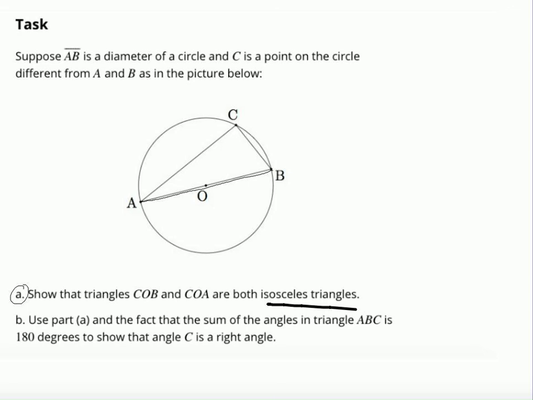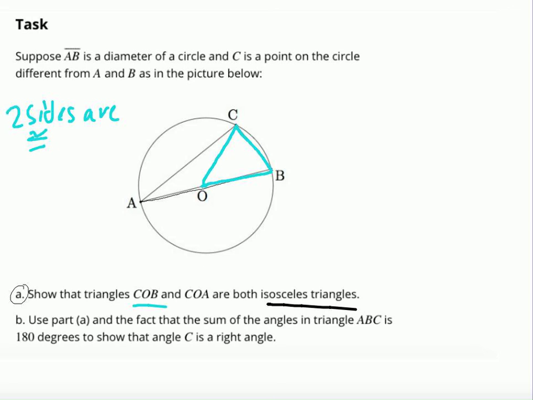So here, let's take a look at COB first. We have to start at point C, and then O, and then B. So we're looking at a triangle that connects these three points, C, O, and B. Now, in order to show that this is an isosceles triangle, we have to show that two sides are congruent.